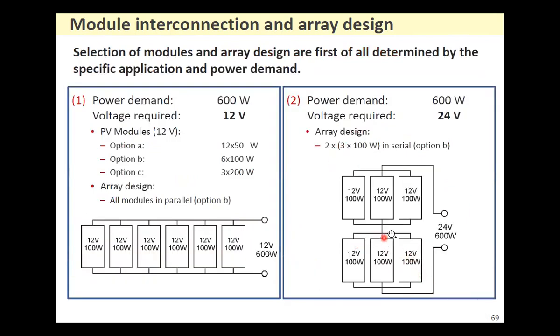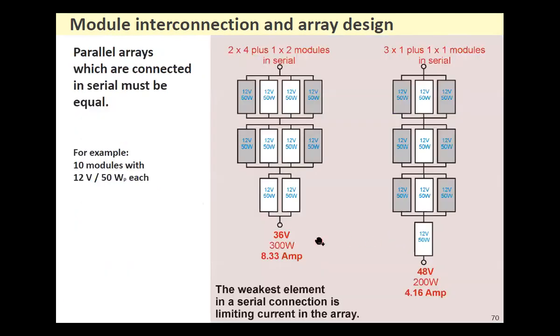Now look here, you have 6 modules and you have this array, and it must be symmetric. I'm not going to attach a 50 watt panel here, especially when you are having this series parallel arrangement. You must look that there must be nothing like an asymmetry. Now let's have a look at this example.